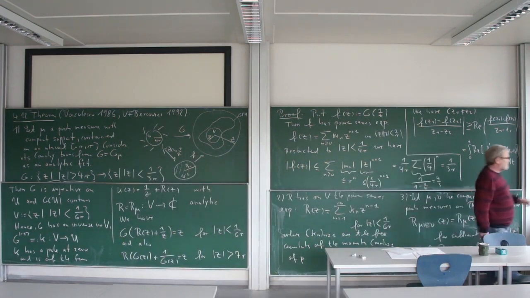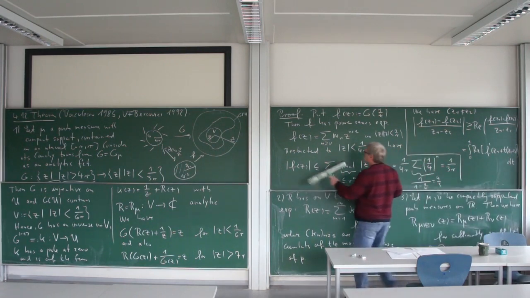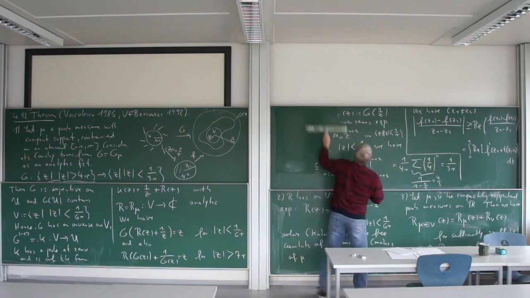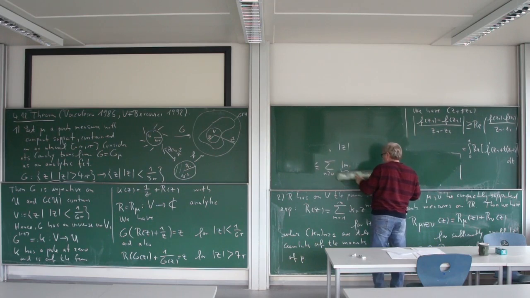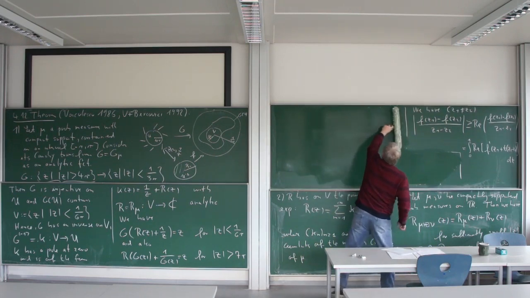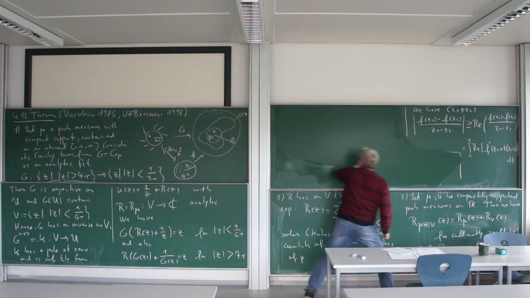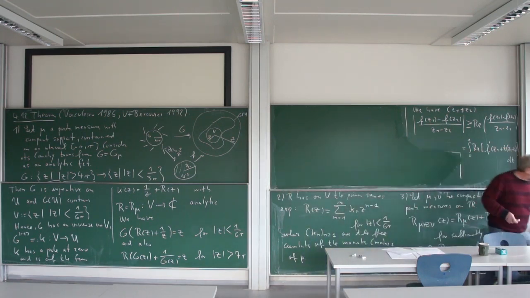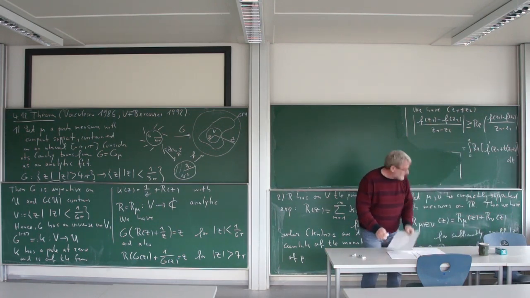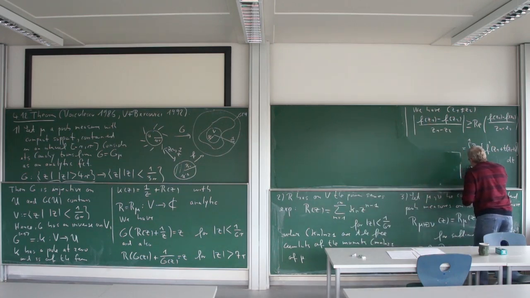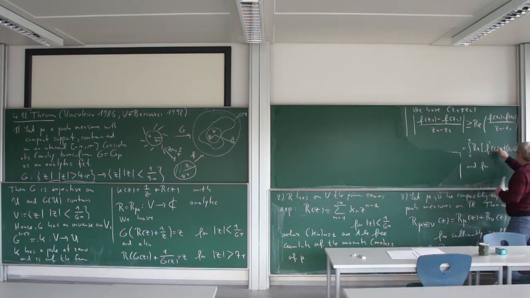Okay, so let us see how we can do this. Okay, so now I'm taking this derivative at a point z, but this point z should be in my wall. So I'm taking z with absolute value less than 1 over 4.